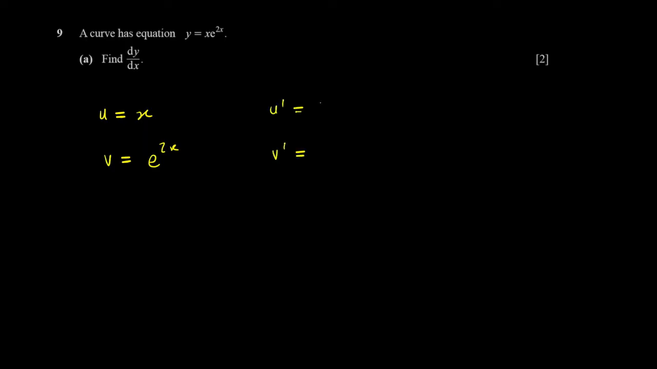So if I differentiate u, I'm going to get 1. If I differentiate e to the 2x, now the way I do this is I take the power of the exponential, and I differentiate it. So if I differentiate 2x, I get 2, and I multiply therefore through by 2. Now that's actually a chain rule for those of you who are not sure, right? We've got one function, 2x, inside another function, e to the 2x.